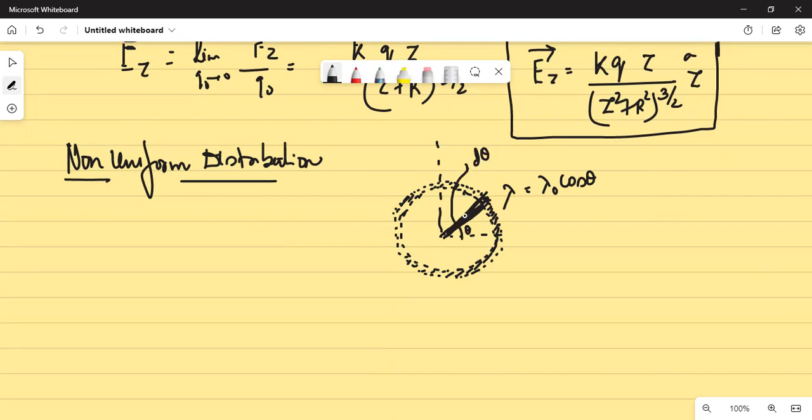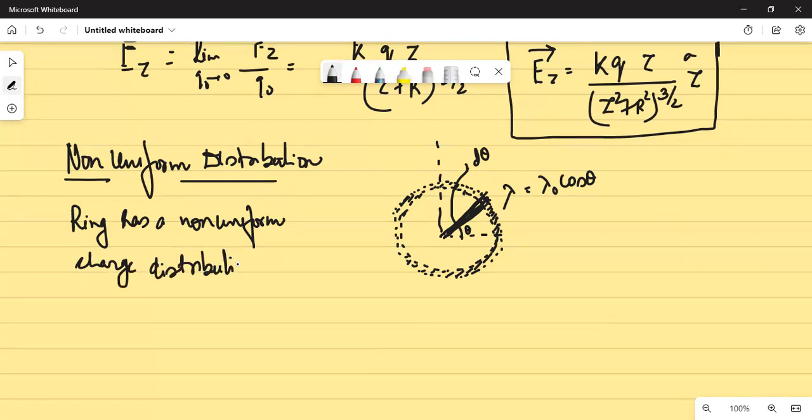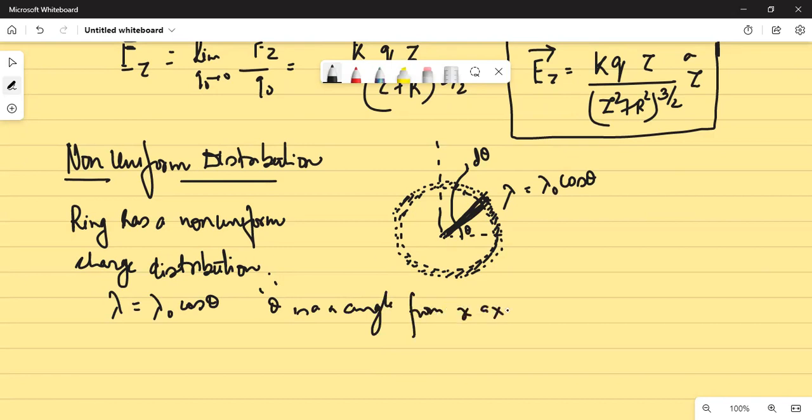So overall understand that this particular ring now has a non-uniform charge distribution, such that lambda is equal to lambda naught cos theta, where theta is an angle from the x-axis. So with respect to the x-axis, theta is the angle.